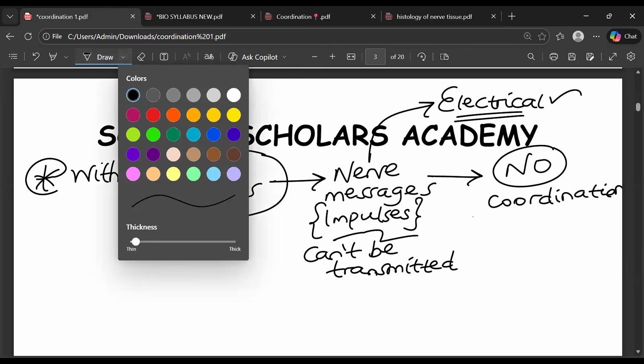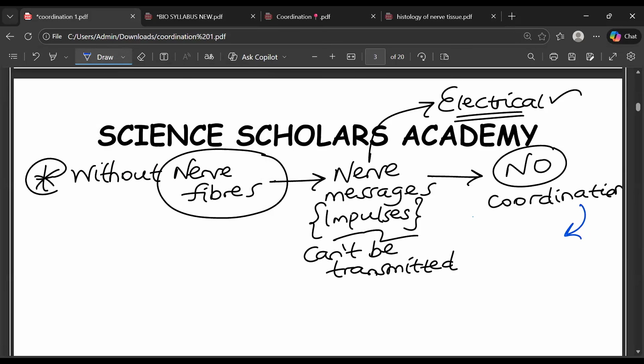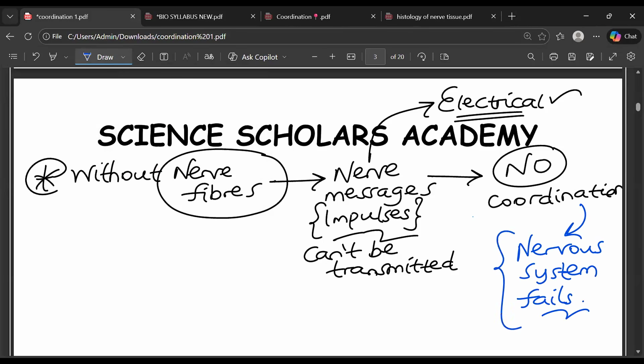And if we have no coordination, the nervous system fails. Get the point? But remember, because you don't have nerve fibers, even the structure of the nervous system is not complete. And since the nerve messages or the impulses can't be transmitted, the nervous system cannot perform its function.